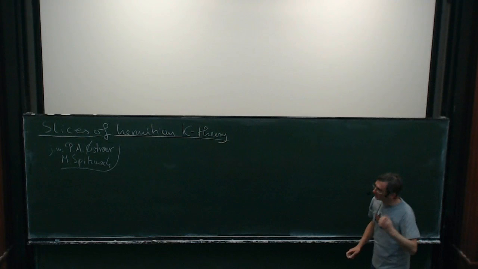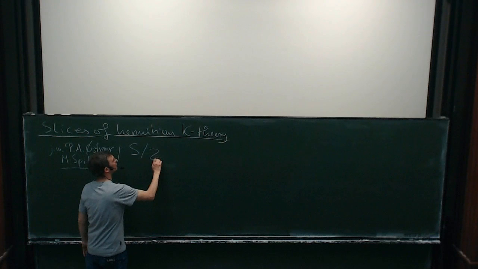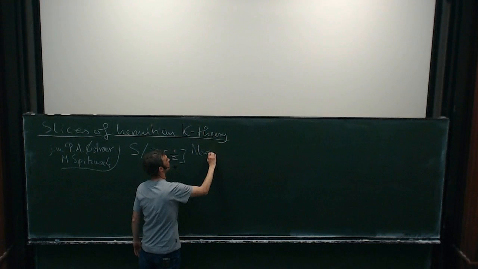What I want to do is the following. First of all, I have to disappoint everyone who's interested in 2 not being invertible. So let's take something, a Noetherian scheme over the integers with 2 inverted.